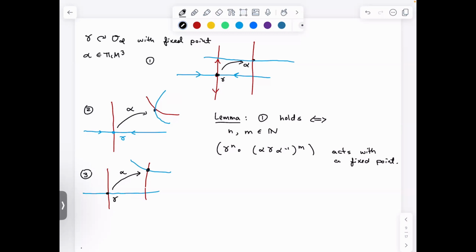Okay, one direction of this is very easy. One implies this statement just comes from the fact that this point is fixed by this conjugate.